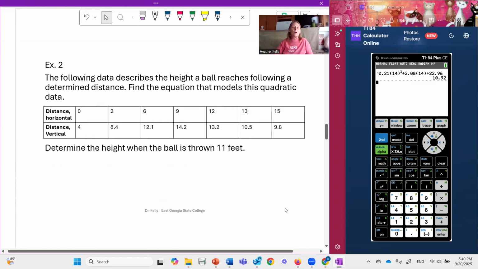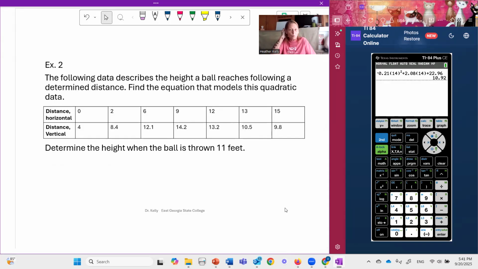All right, the following data describes the height a ball reaches when it's following a determined distance. Find the equation that models this quadratic data. So again, I told you it's quadratic, so we will not spend the time to do the scatter plot. On your homework, on your quiz, on your exam, I'm not going to tell you what kind it is. You're going to have to do the scatter plot to determine what the shape is.